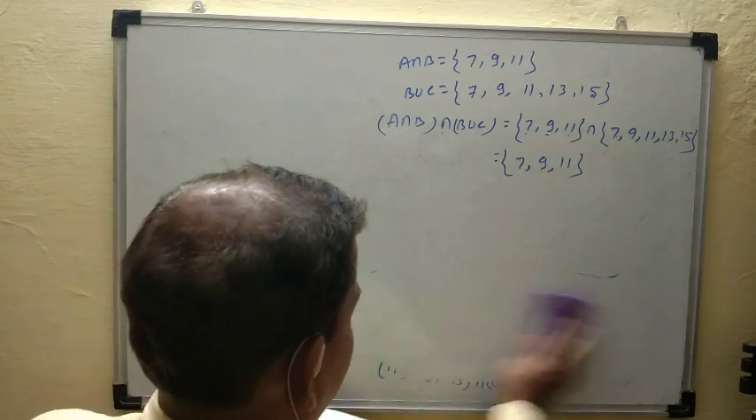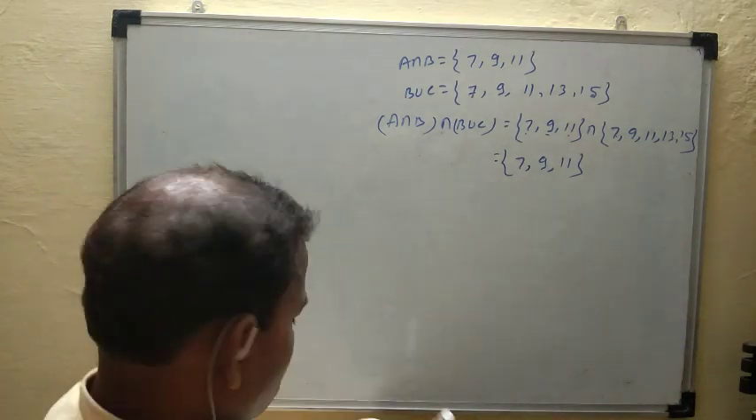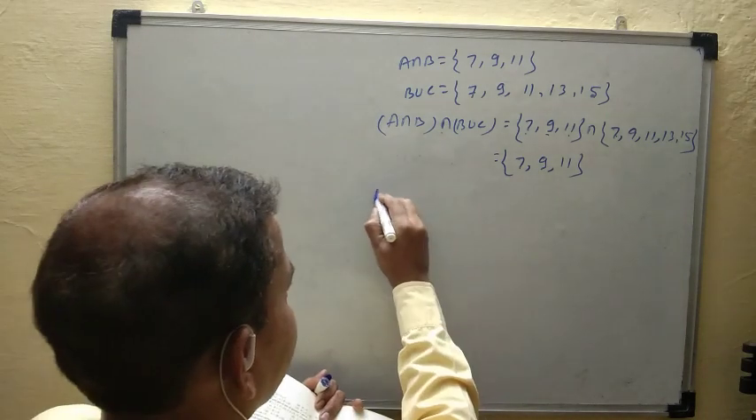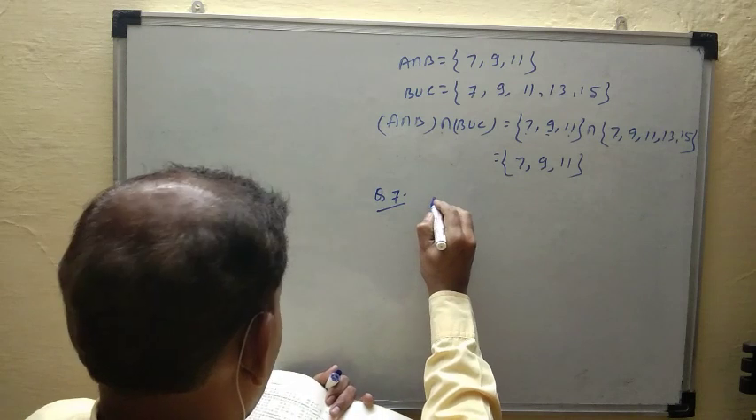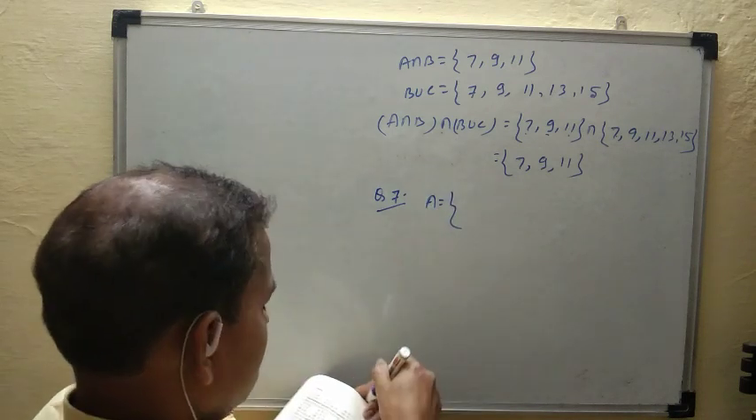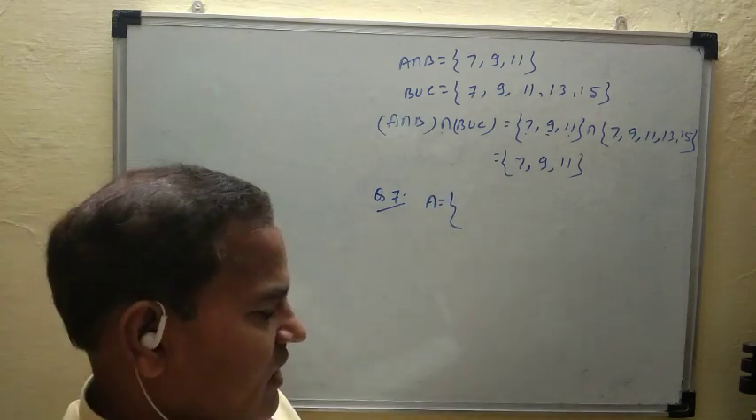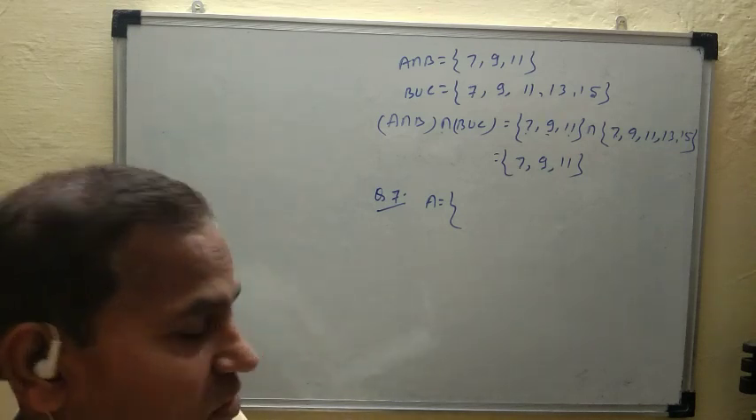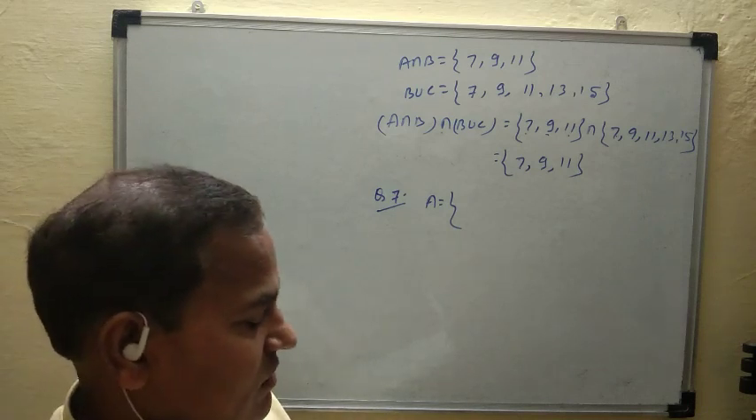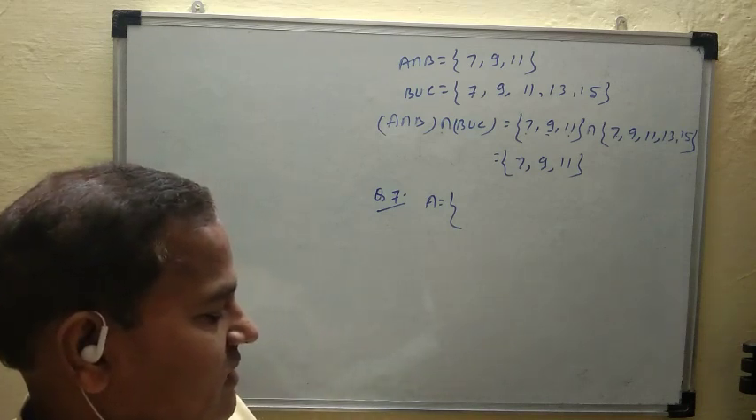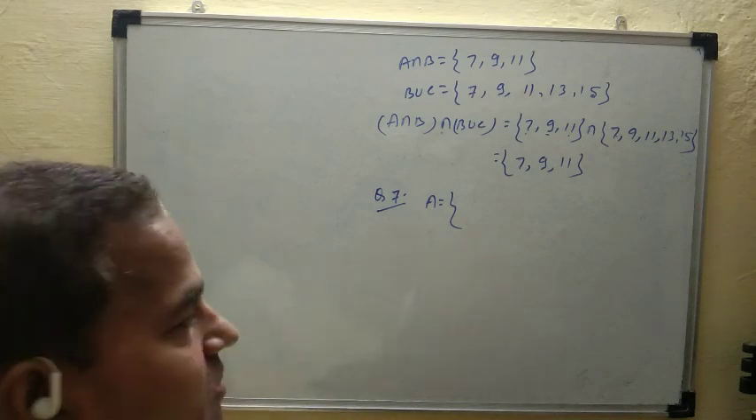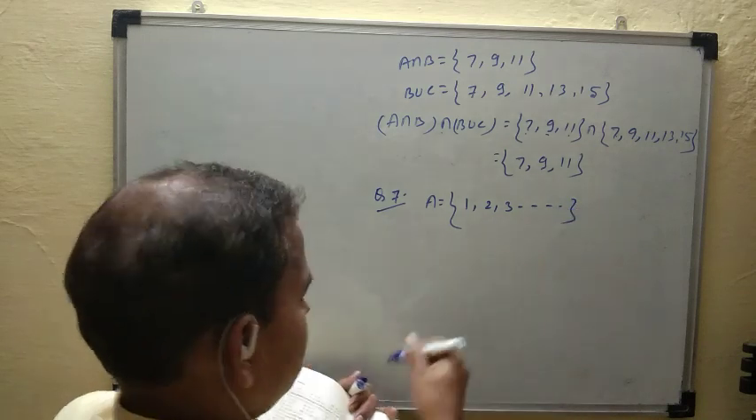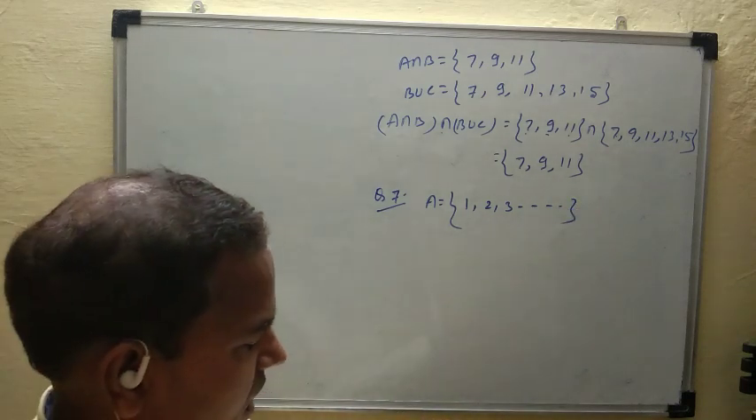And the remaining questions are easy, you will find them in the same way. Question number 7. You can see it in the NCERT book. A is equal to x such that x is a natural number. So natural numbers start from 1, that is 1, 2, 3 and so on. This is a natural number.